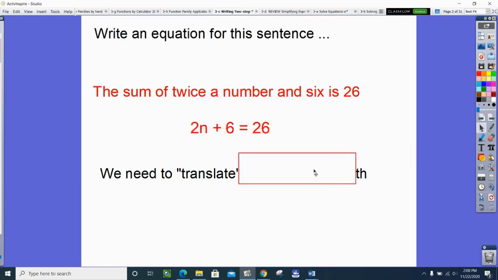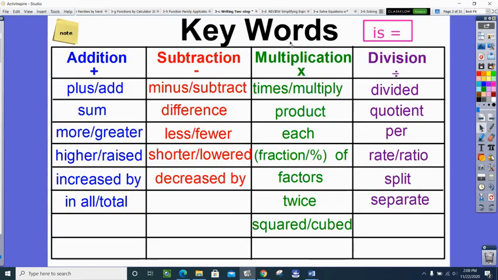Let's see how you did. So the sum of twice a number and 6 is 26. If I used an x, not an n, that's fine. Any variable of your choosing is fine. So what we need to first do is make sure we're comfortable as to what words mean what math. So let's take a look at a chart that I created here with keywords.